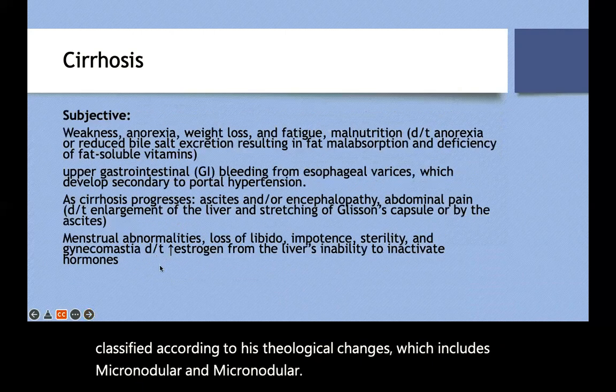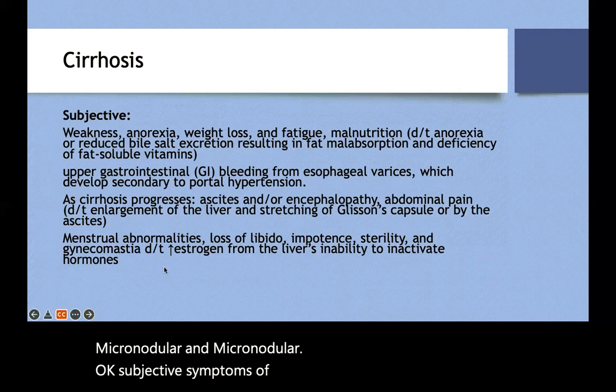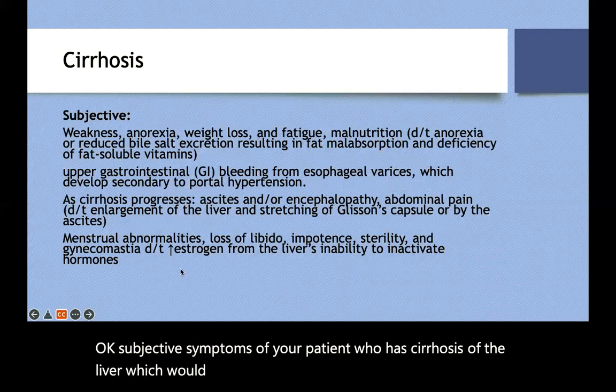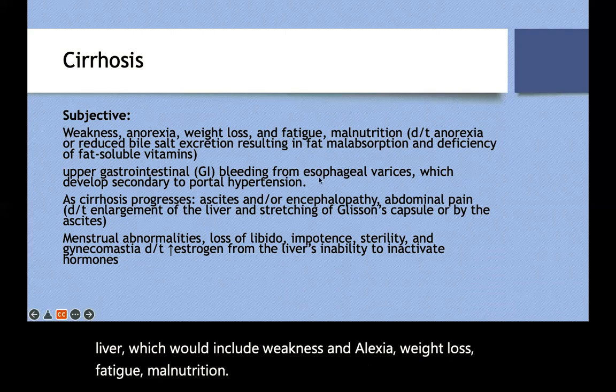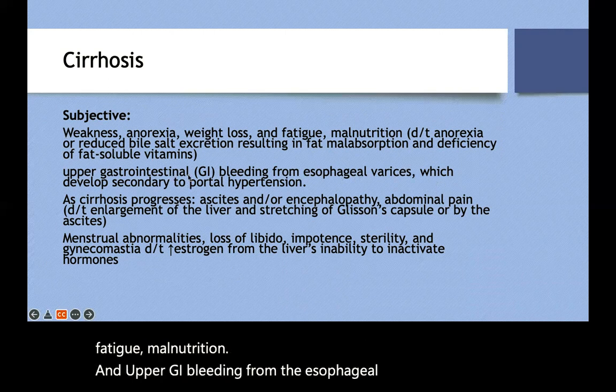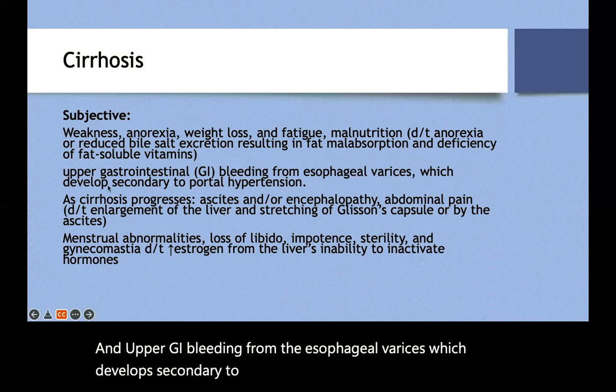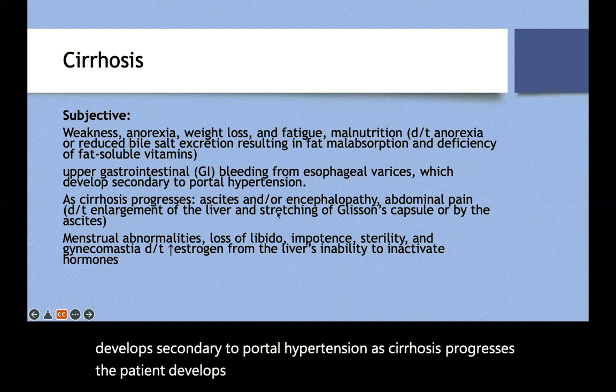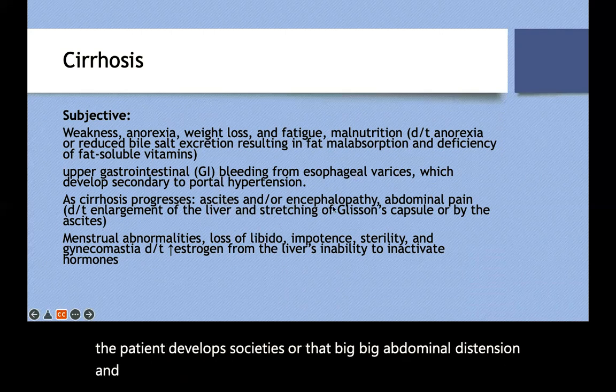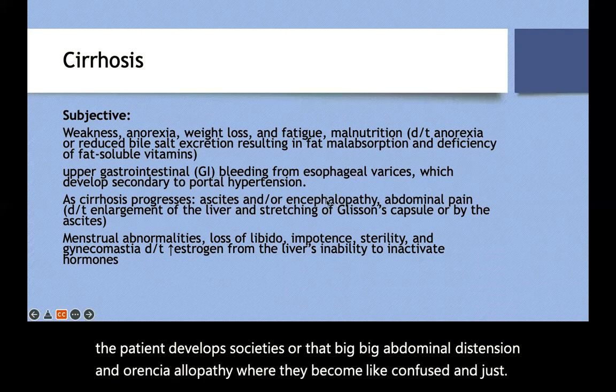Okay, subjective symptoms of your patient who has cirrhosis of the liver would include weakness, anorexia, weight loss, fatigue, malnutrition, and upper GI bleeding from the esophageal varices, which develops secondary to portal hypertension. As cirrhosis progresses, the patient develops ascites, or that big abdominal distension, and/or encephalopathy, where they become confused and they're losing their memory.